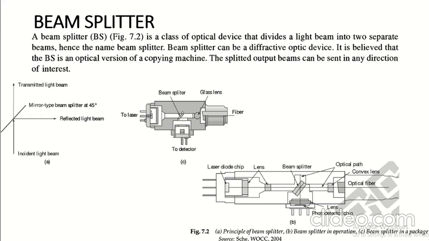So let's first discuss what a beam splitter is. It is a class of optical device that divides a light beam into two separate beams. It can be a diffractive optic device. It is also believed that a beam splitter is an optical version of a copying machine. The split output beams can be sent in any direction of interest.